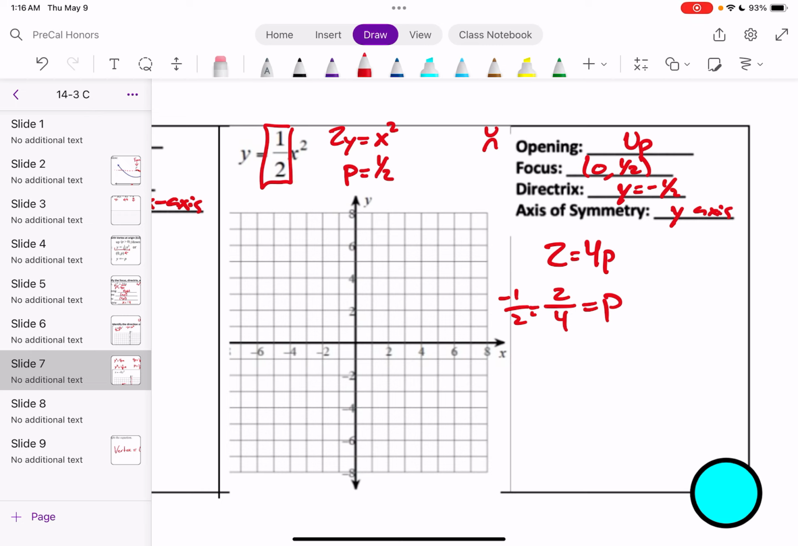We go ahead and begin drawing. Notice we're going to be on the (0, 0). From there, we also have to draw out the directrix, which is -1/2. Let's go ahead and take a look at slide 8.